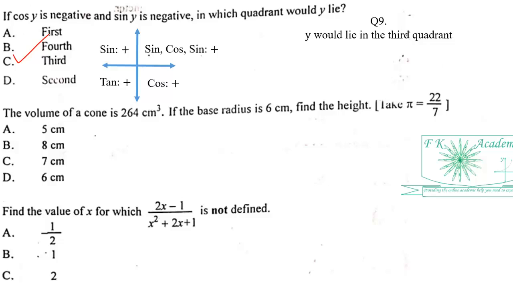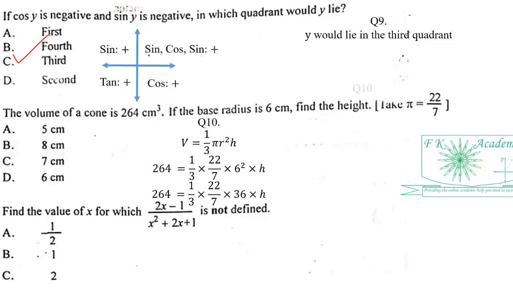The volume of a cone is 264 centimeter cube. If the base radius is 6 centimeters, find the height. Take pi to be 22/7. So we know the volume of cone formula. We substitute and solve for h to get 7 centimeters.